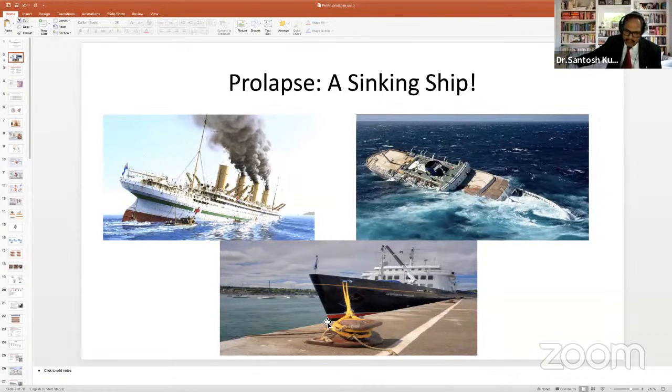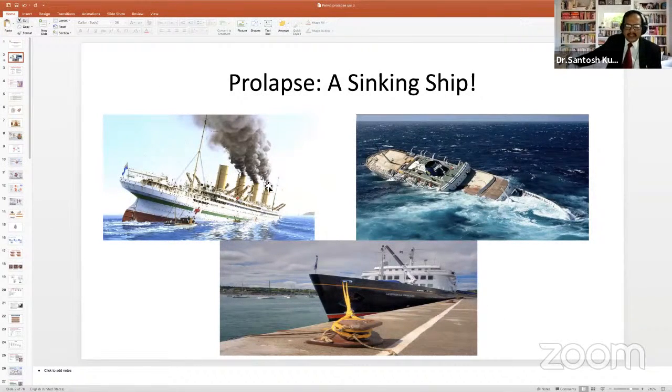So even if the floor is weak, if this ligament is strong, this ship is not going to sink. If the ligament is weak and the floor is weak, this ship is going to sink. So prolapse will happen when your pelvic floor muscle is weak, pelvic fascia is weak, and all ligaments are weak. This is the basic pathology which happens in case of prolapse.